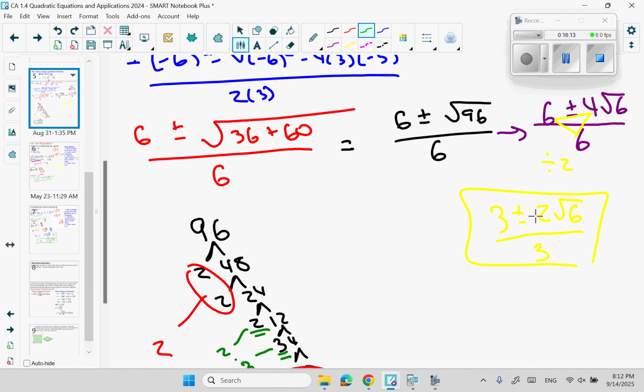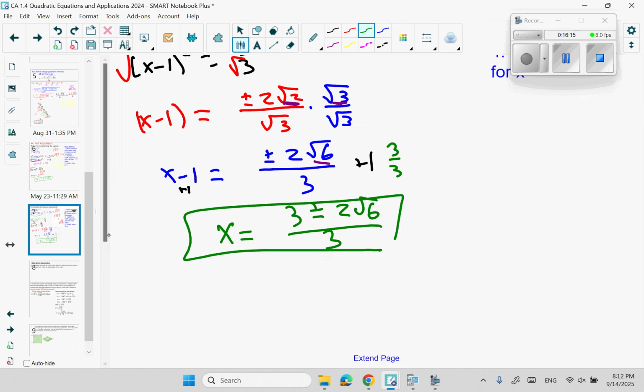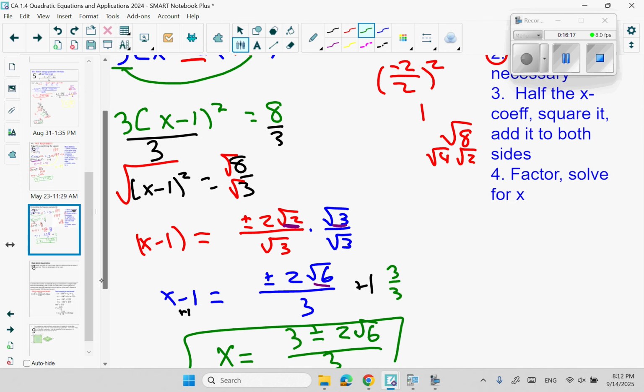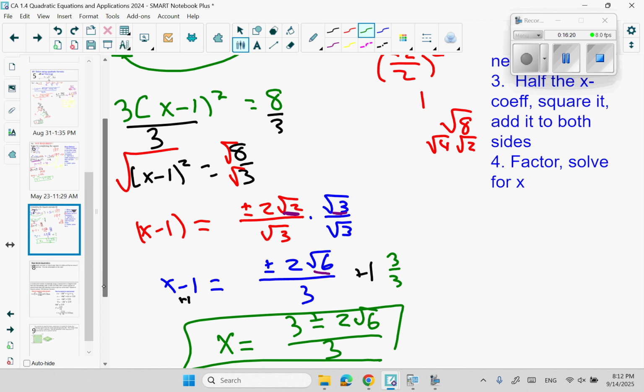3 plus or minus 2 square root 6 over 3. So completing the square is completely optional. If you feel more comfortable with the quadratic formula, do that. The thing with the quadratic formula is it can be sort of slow and meticulous, but students tend to be more comfortable with that. Completing the square, if you get really good at it, is going to be a lot faster.